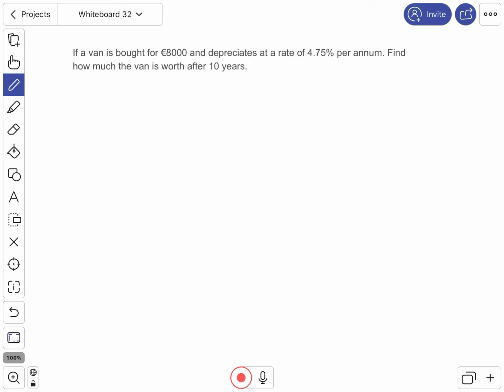So I'm going to write out everything that I have. First thing that I have is what it was worth. So I have the present value of it, €8,000. I have my time, and that is 10 years, and that's in years, so that's fine. And then I have my interest, and I know my interest I don't take as the percentage. I put 4.75 over 100, and I usually change my interest using my S↔D button, and I end up with 0.0475.